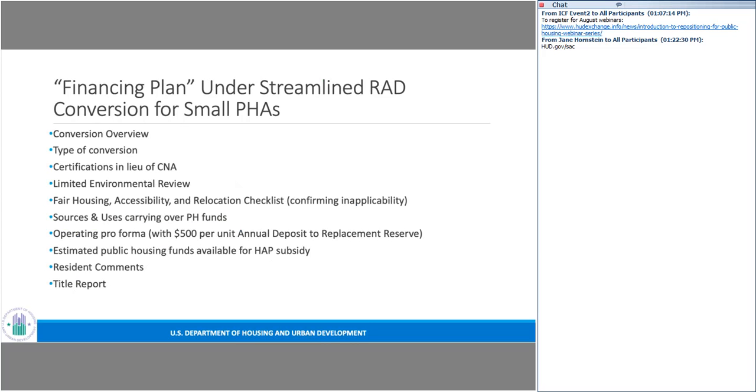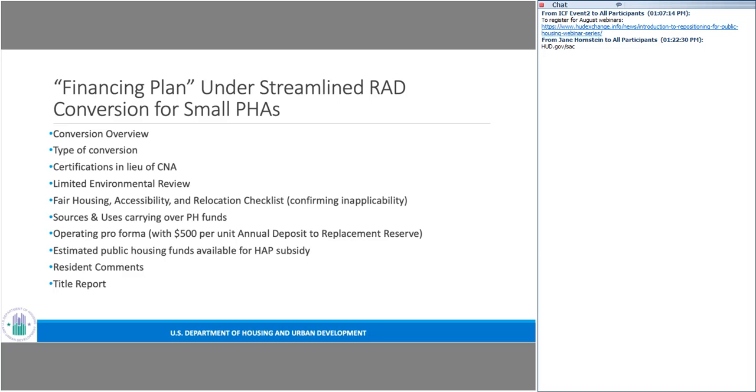Next slide, thank you. So the big package that is submitted in RAD to really provide your proposal to us is called the financing plan. It's a little bit of a misnomer here because there's no financing proposed, but we still use that term, financing plan. What it looks like under Streamlined RAD conversion is, again, we tried to make this as simple as possible.